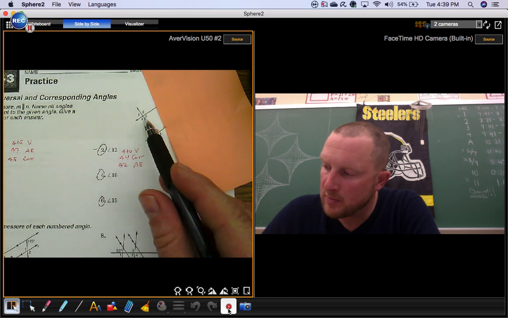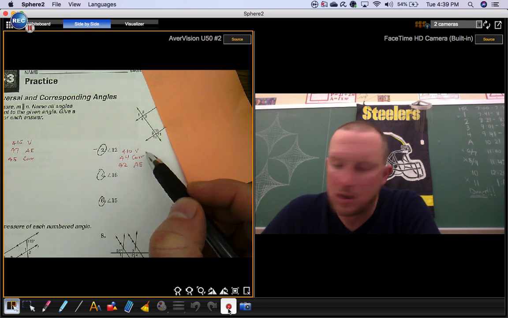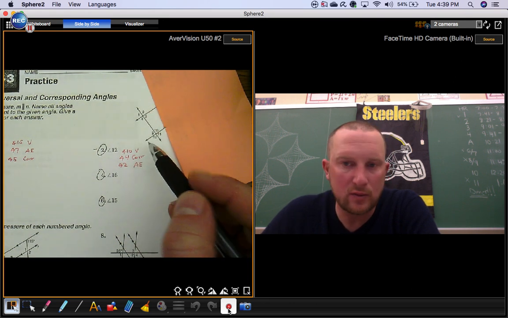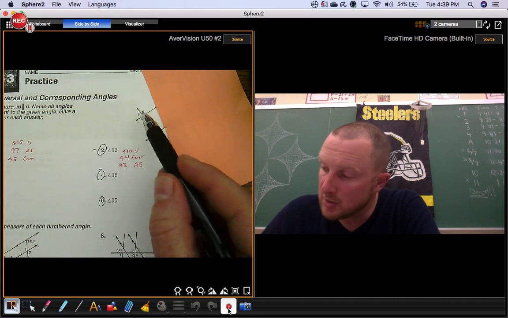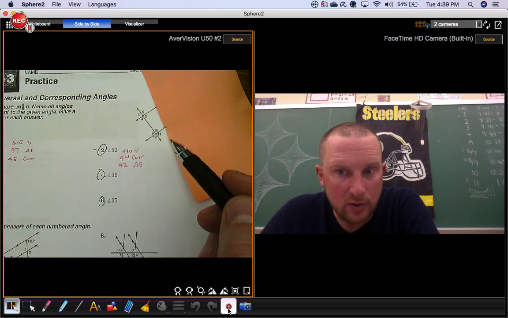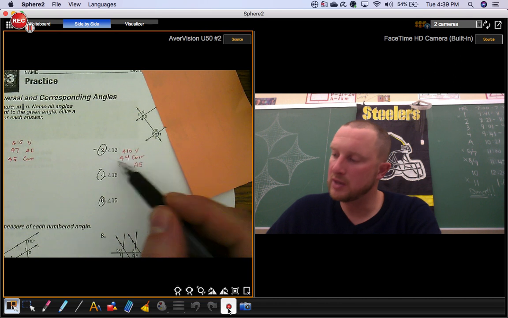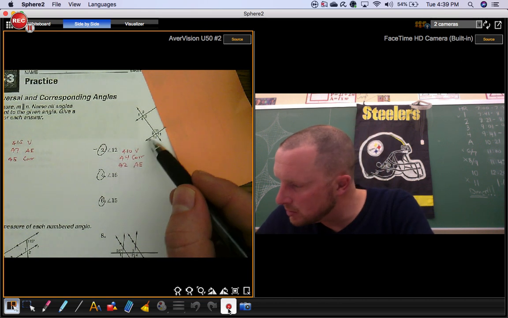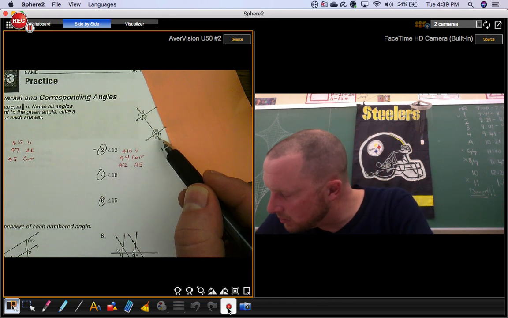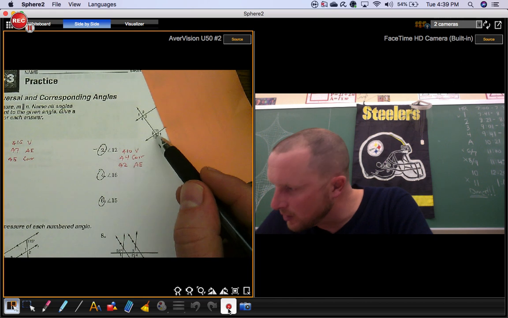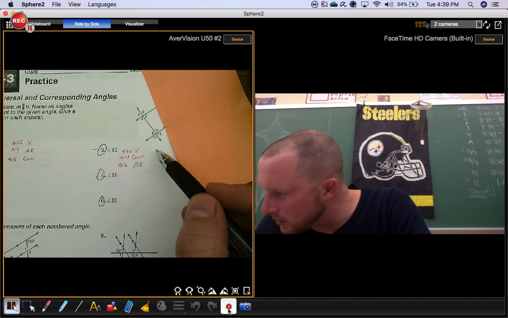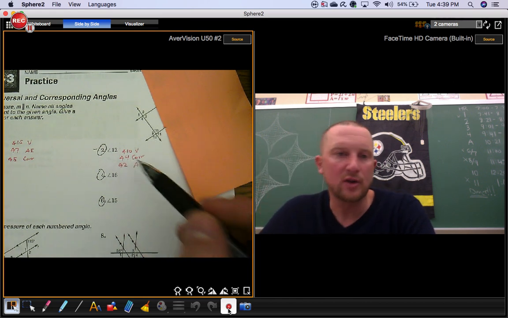So remember, with two parallel lines and a transversal, there are going to be 4 acute angles, and they're all congruent. There are going to be 4 obtuse angles, and they're all congruent. It's really hard to tell on there whether that's acute or obtuse because it kind of looks like a right angle. But those 4 are congruent.